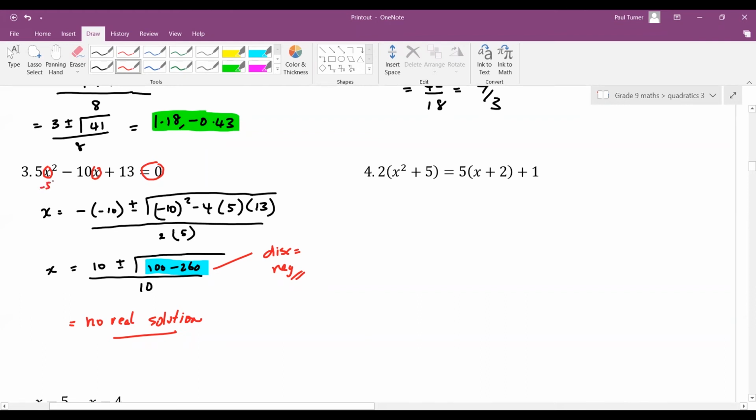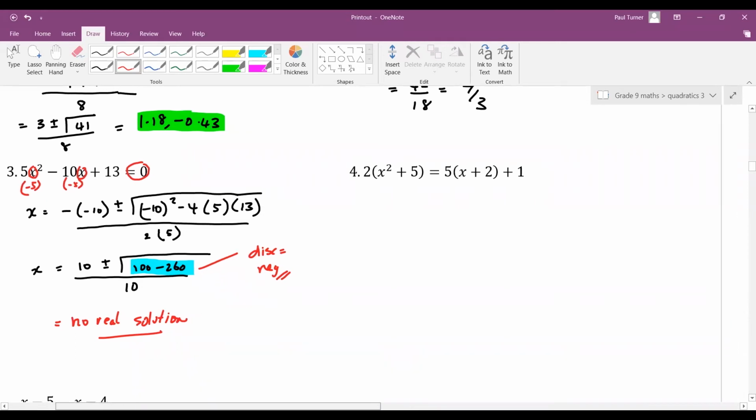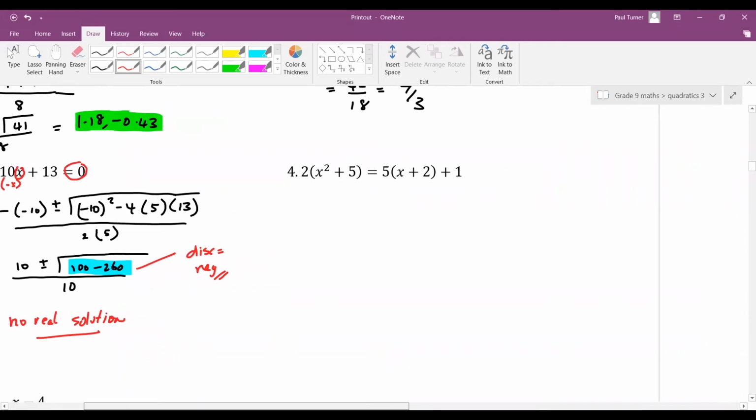So if you put minus 5 or any number, you cannot get 0. It doesn't matter what you're going to try, it's not going to work. So no real solution for that one.